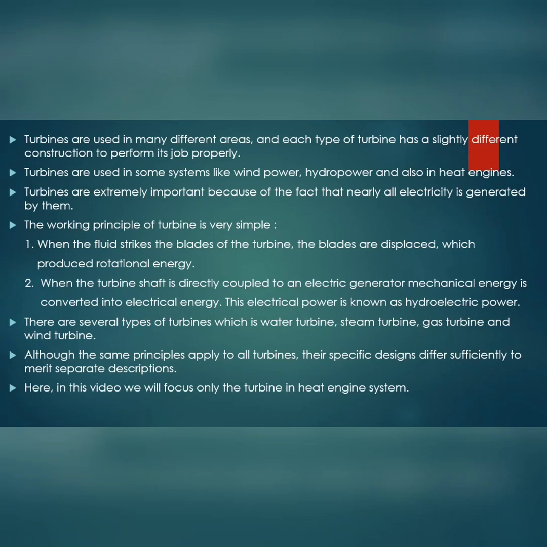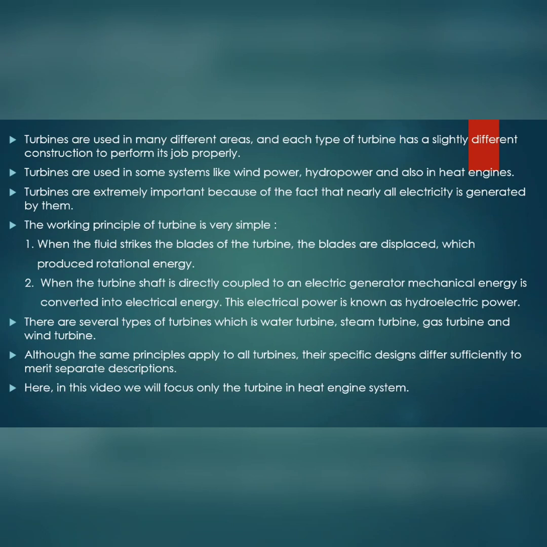Assalamualaikum warahmatullahi wabarakatuh. Turbines are used in many different areas and each type of turbine has a slightly different construction to perform its job properly. Turbines are used in some systems like wind power, hydropower and also in heat engine. Wind energy plays an important role in the majority of applications such as flour mill, lifting water and lifting loads.